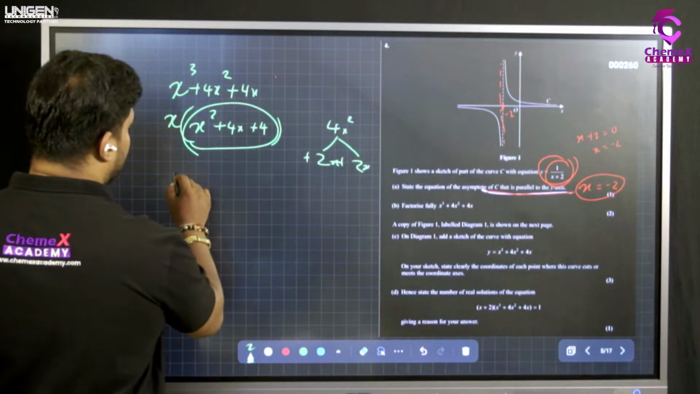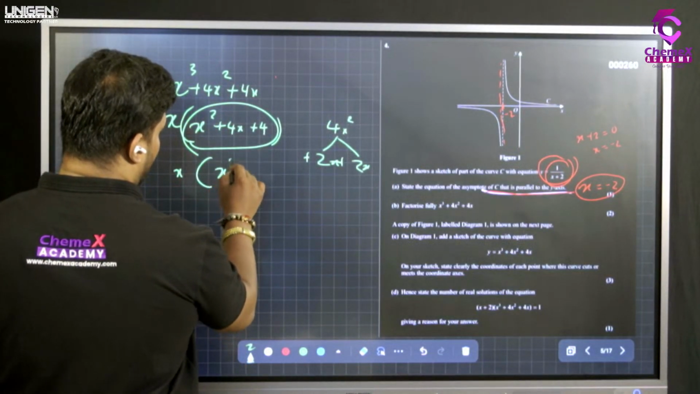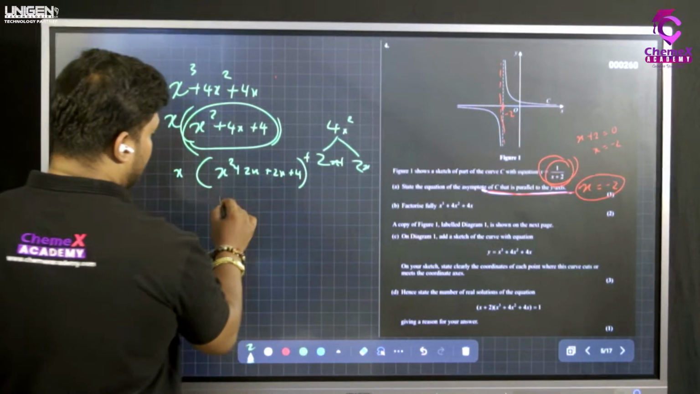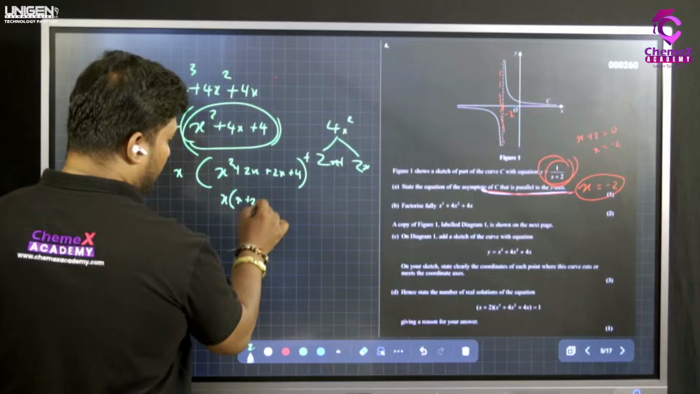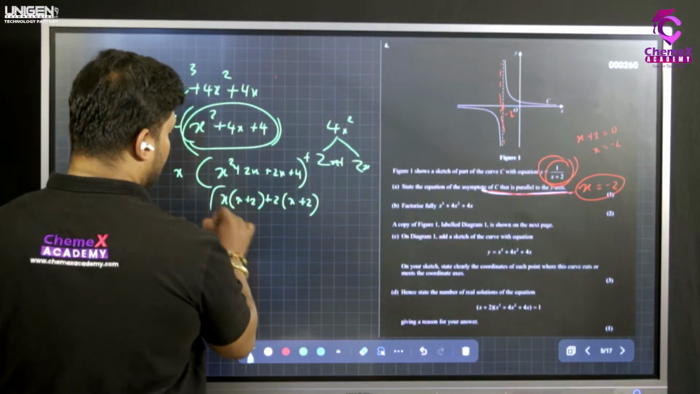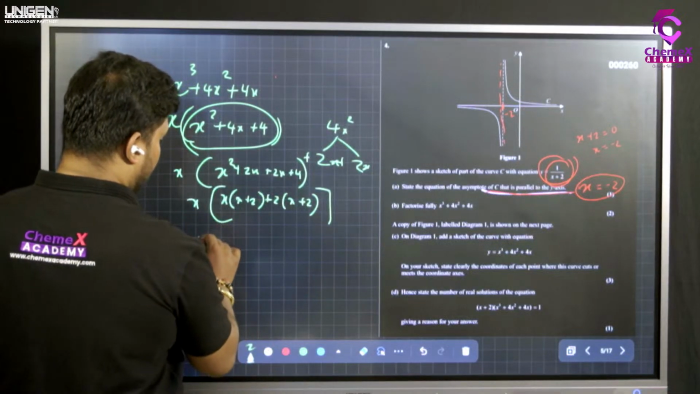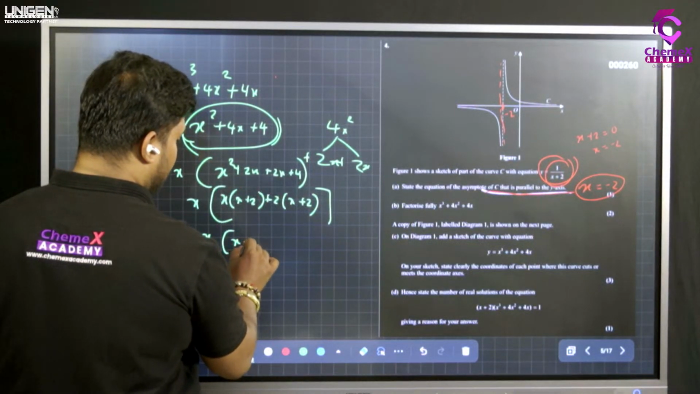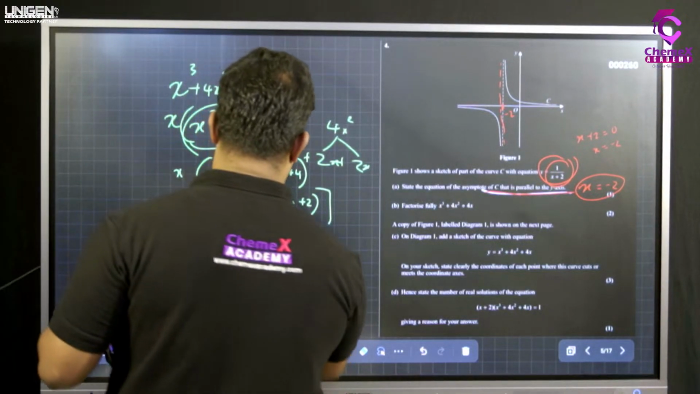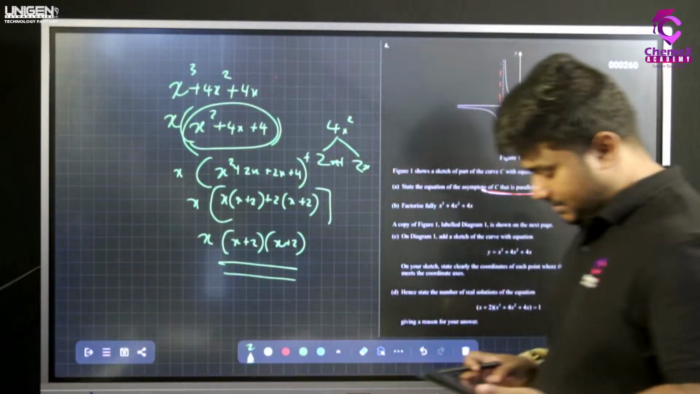So I can write x is outside. X squared plus 2x plus 2x plus 4. Take x out, x plus 2. Take 2 out, x plus 2. X is outside. So same brackets you write it once. X plus 2. So this is the complete factorization of that term. Any doubts with that?